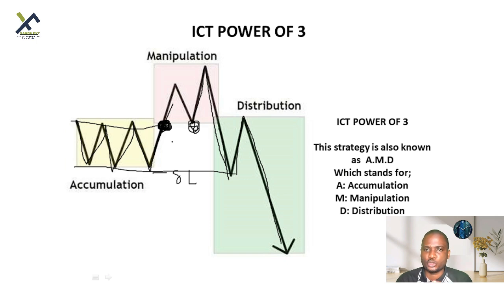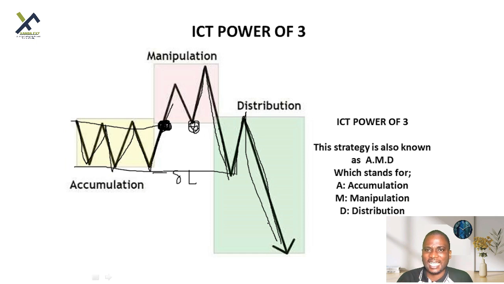So this is what the ICT Power of 3 is all about. It involves the accumulation. Then after the accumulation is the manipulation. After that, the distribution phase will step in. That is where the profit sharing begins to take place among the people that understand this concept.